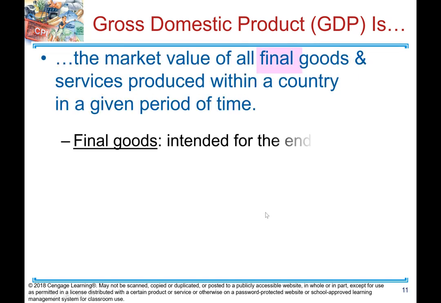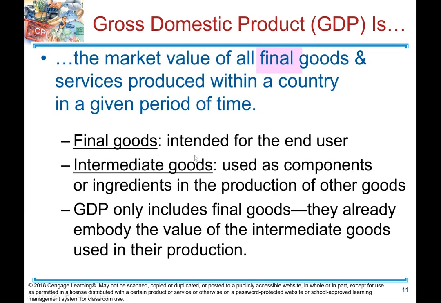Okay. Final means final, intended for the end user. Intermediate goods are excluded from GDP. Intermediate goods are goods used as components or ingredients in the production of other goods. GDP only includes final goods. They already embody the value of intermediate goods used in their production.